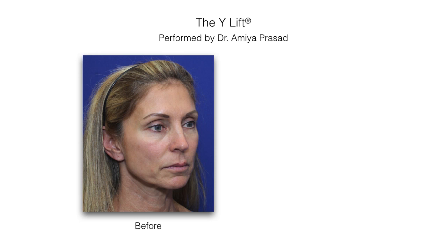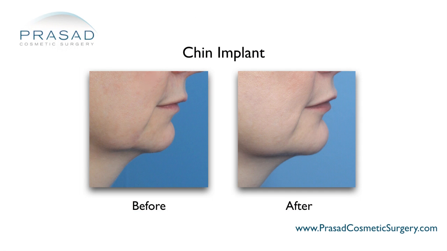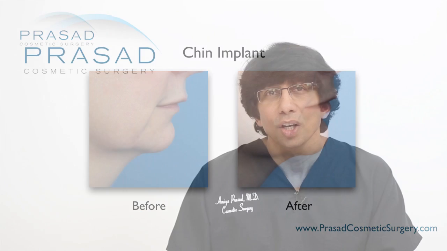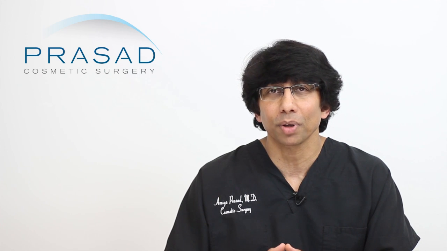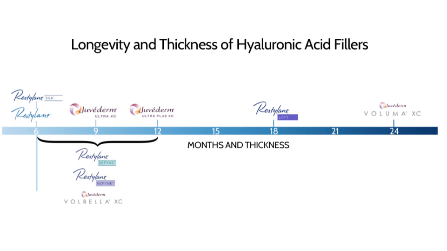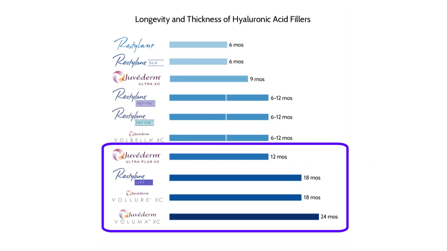This structural volumizing technique came naturally to me as a surgeon with extensive experience in performing facial implant surgery and facial fracture repair. So instead of placing silicone implants on top of the bone, I place long-lasting injectable fillers. Using thicker hyaluronic acid fillers like Juvederm Ultra Plus and Juvederm Voluma, the results of this procedure can last 1 to 2 years.